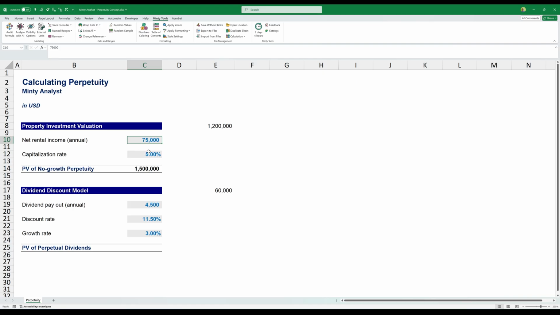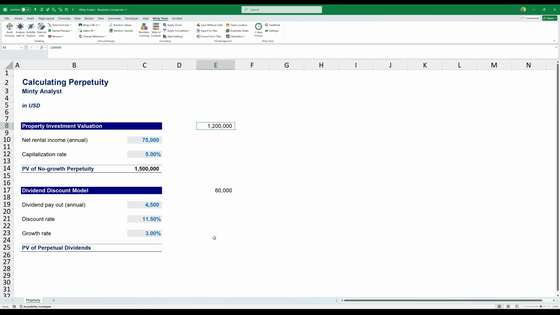And of course, we do not expect that every year for the rest of time, this property will generate 75,000, but this is a really good way to estimate the value as of now, assuming that even if we decide to sell the property the next owner would also apply the same principle. That's how we can get to a value of the no growth perpetuity of 1.5 million, which is considerably above the 1.2 million that it's priced at. So this is a sensible investment.